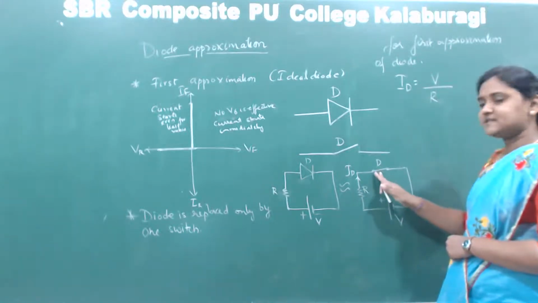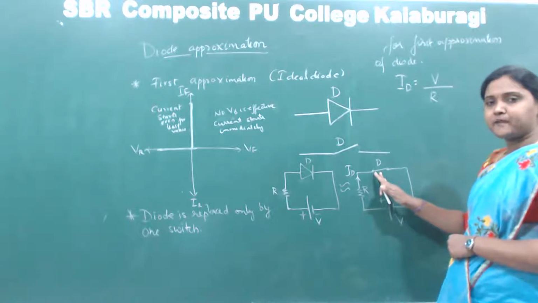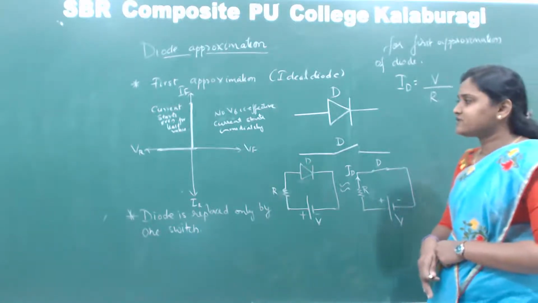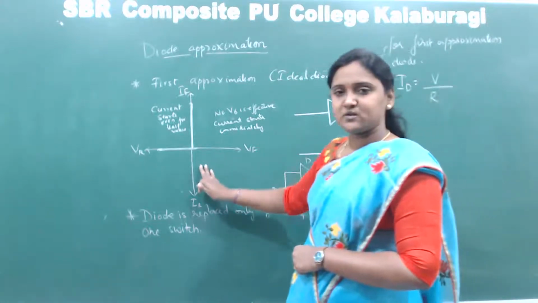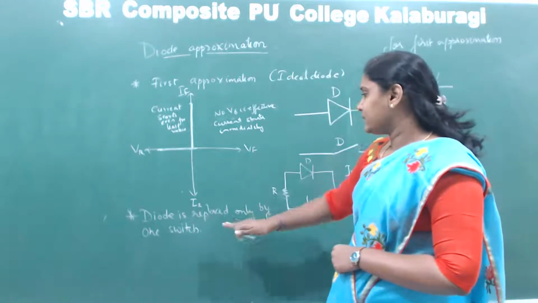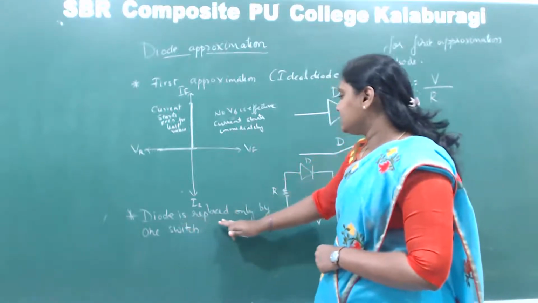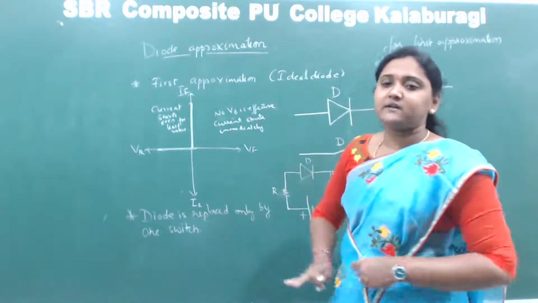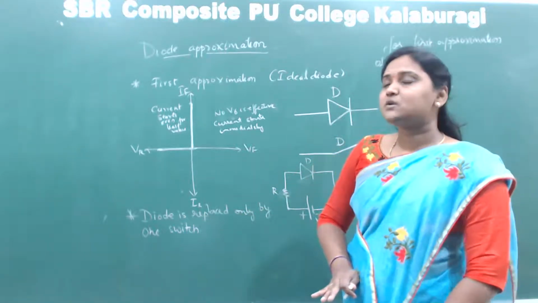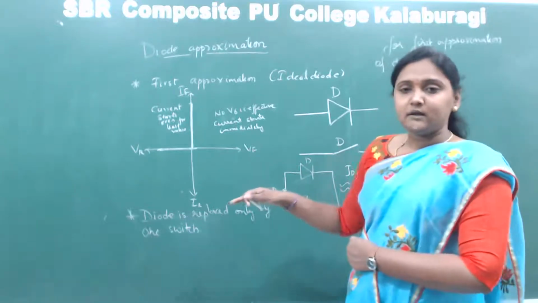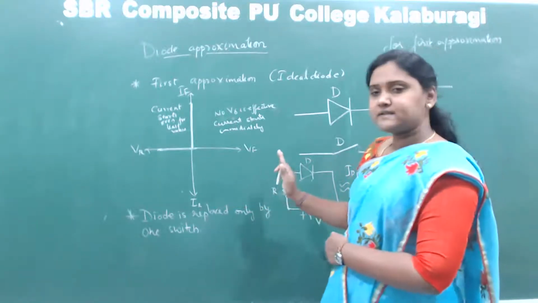That's it. This is just acting as a switch, right? So this is the first approximation. With respect to the graph, immediately the voltage is applied, the current starts flowing, and the diode is replaced only by one switch. No other factors. There is no internal resistance, no internal VB, knee voltage. We are not considering anything.